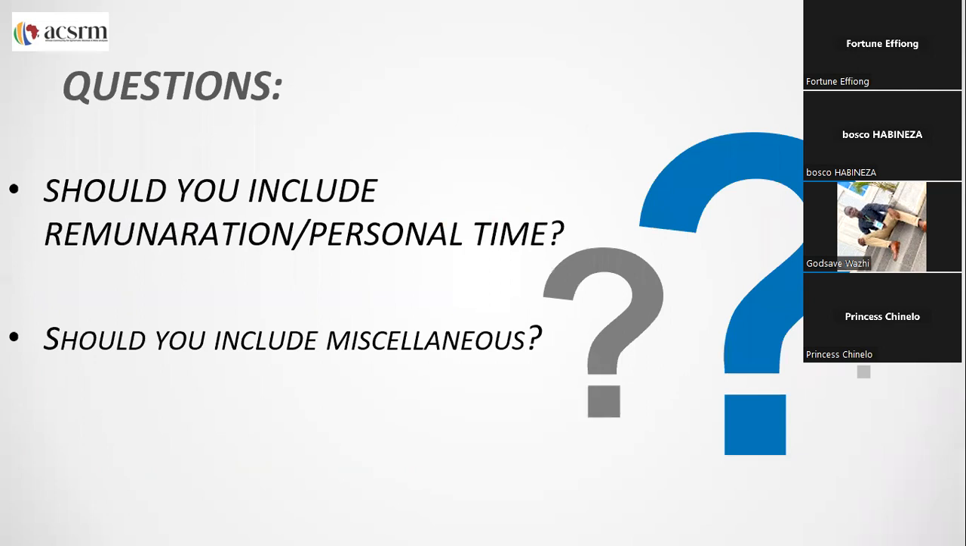So what I want to ask now is, should you include remuneration or personal time? You know what remuneration is? That's money. You're not buying anything. You're not paying anybody. It's just personal time money, or sometimes we call it remuneration. So you answer that one first. Should you include this in your budget item?